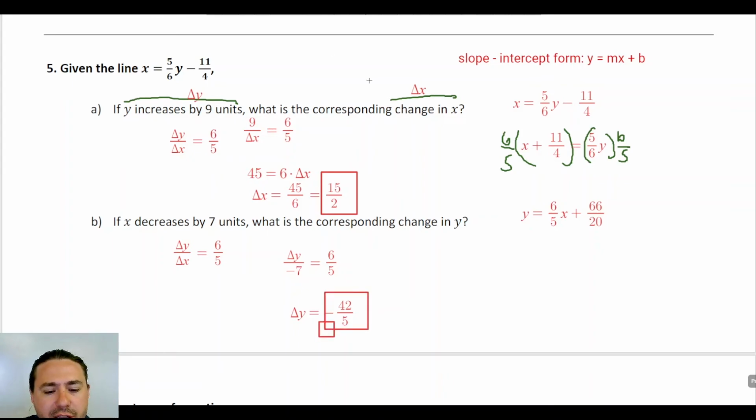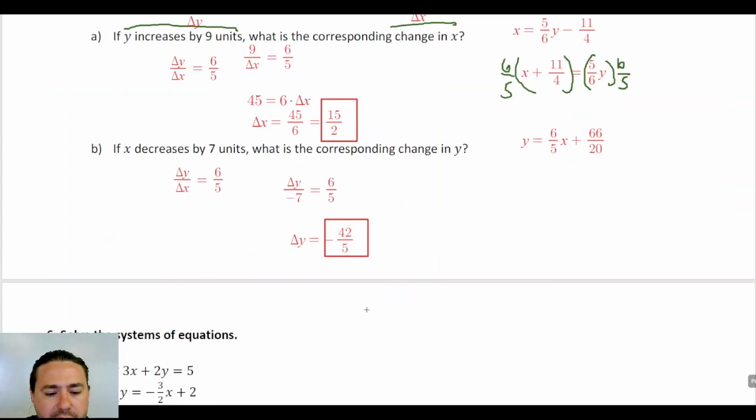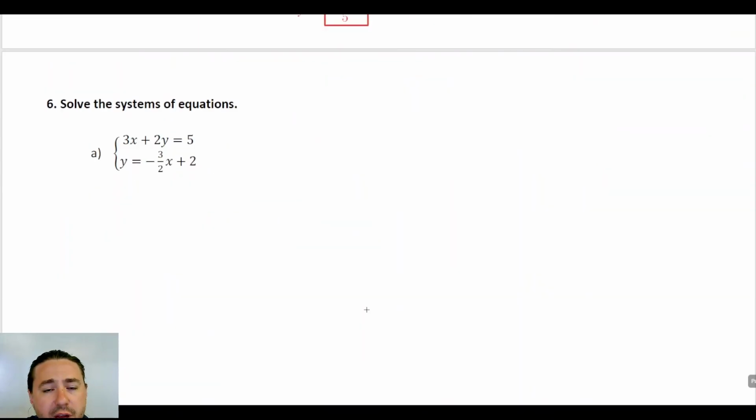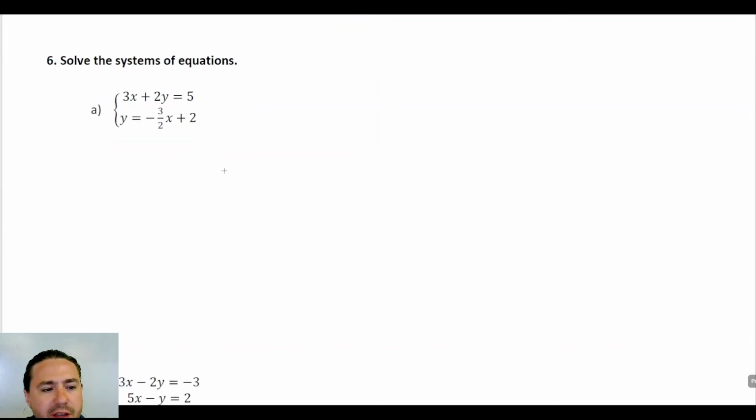Okay, so the last thing we're going to review here today is how to solve a system of equations. There are several different methods that you can use to solve these, but I'm going to primarily use the method of substitution, which is where you take one equation, substitute it into the other, and then solve for that variable, and use that to find the other variable. So let's go through a couple of examples here, and I'll show you how this is done.